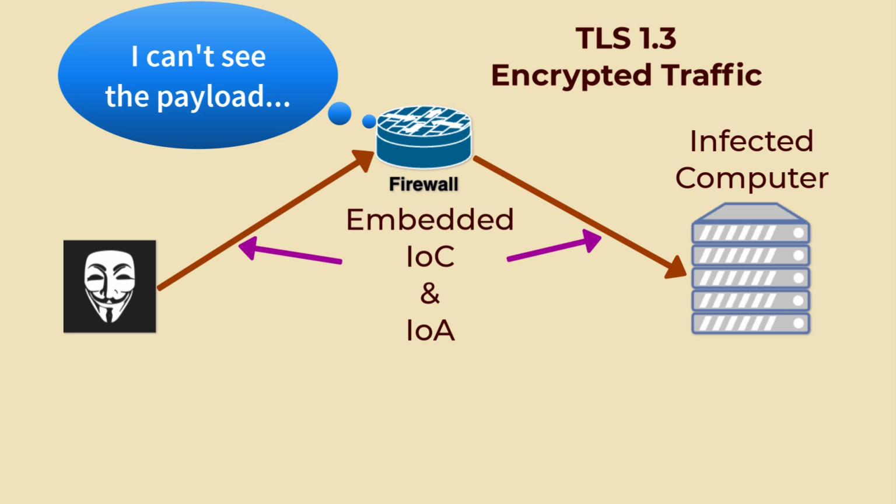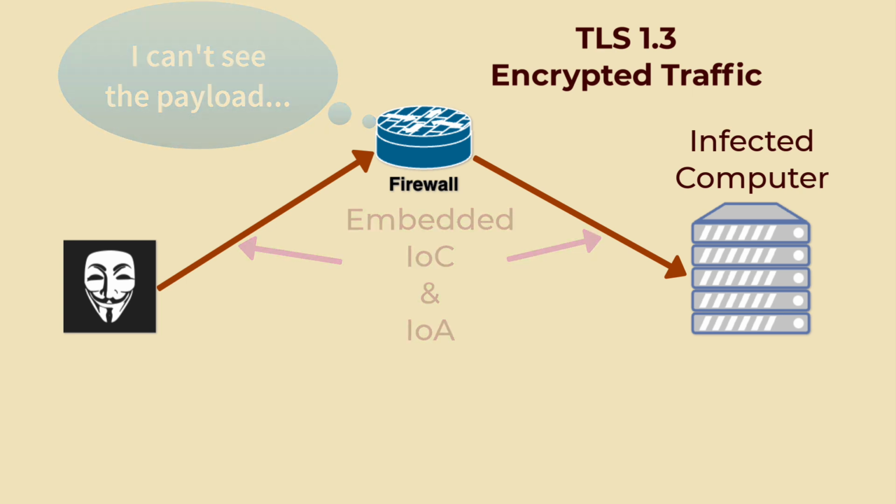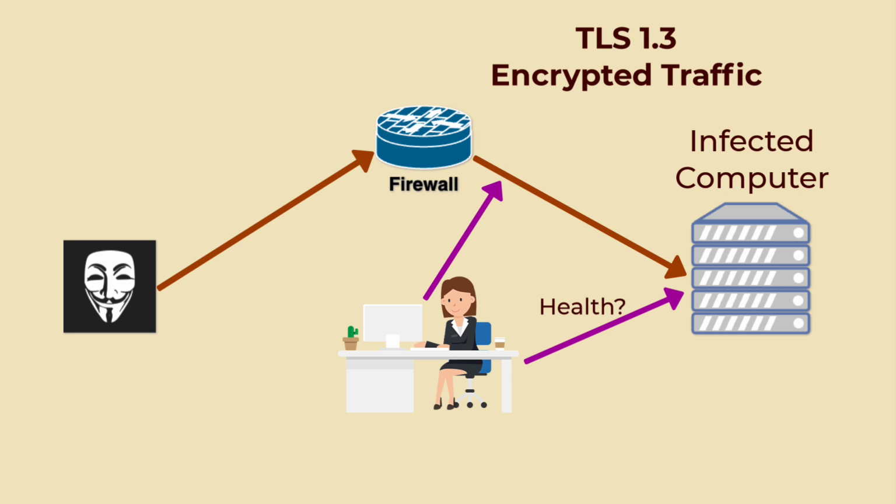IOCs, such as malicious URLs, embedded command strings, or known file hashes, are often embedded within network traffic. Before TLS 1.3, security tools could extract and match these IOCs to known threat signatures. However, with encryption, these IOCs are obscured, forcing security teams to rely on endpoint monitoring or heuristic analysis, which is often less efficient and more prone to false positives or negatives. Similarly, IOAs, which reflect patterns of malicious behavior, such as unusual API calls or protocol misuse, are also harder to identify when the specifics of traffic are encrypted.